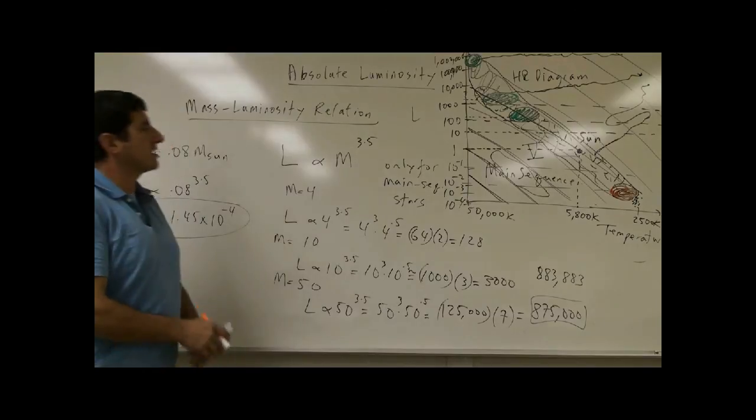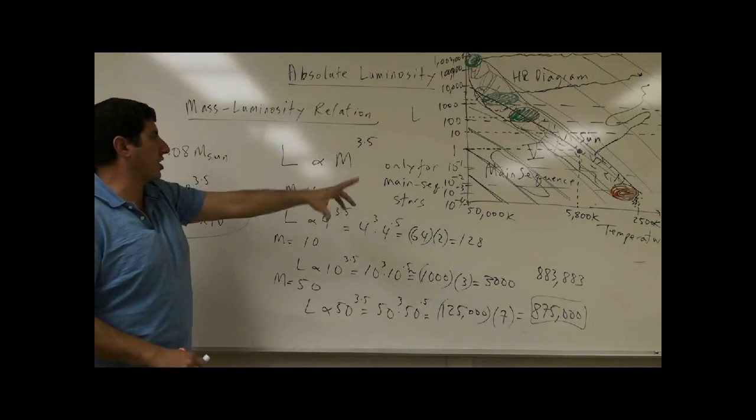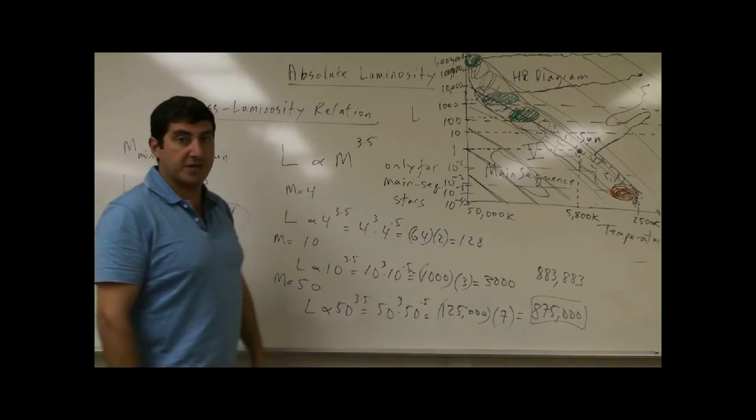Okay? So now you can kind of see the picture of the HR diagram. What does that mean? How to plot stars? What does the Mass-Luminosity relation mean? And how to use it? Okay? Hope that helps. Thank you.